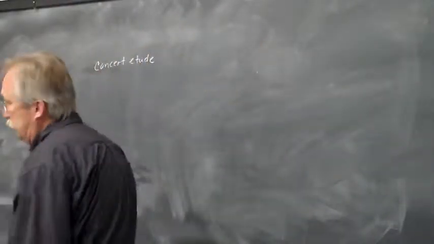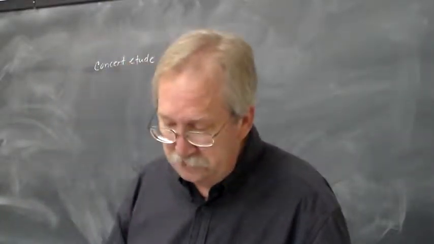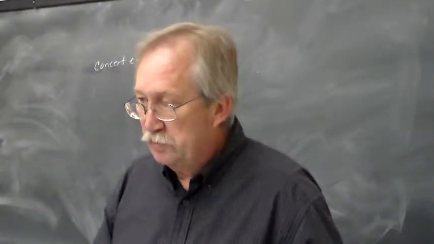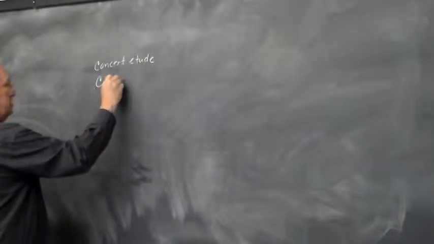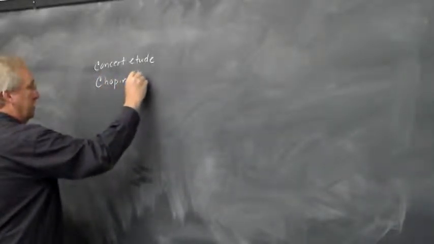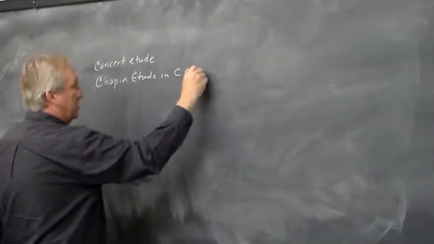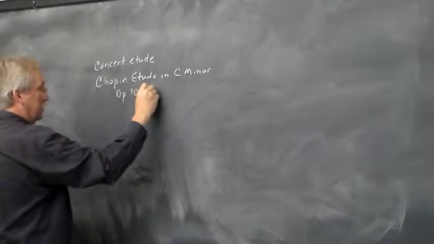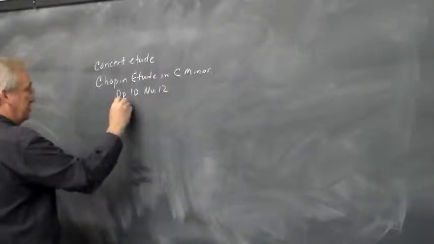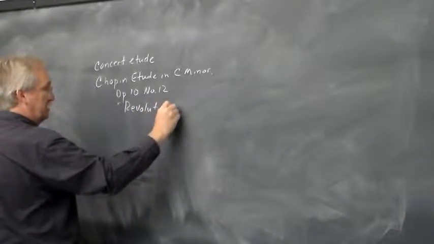And so Chopin, in many ways, is regarded as having developed this type of etude. And the one that we're going to listen to is the last of the first set of 12. So Opus 10, number 12. It's in the key of C minor. And this one has the nickname Revolutionary. I mentioned what that had to do with last time.